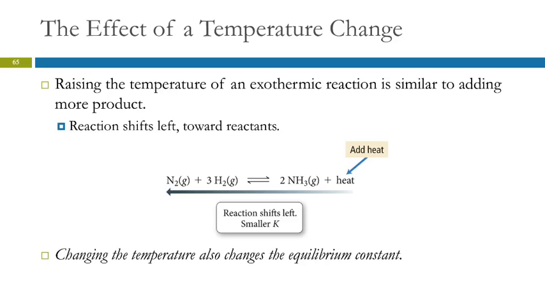If we have an exothermic reaction and we raise the temperature, that is equivalent to adding heat, to adding a product. And that'll cause the reaction to shift to the left. Changing the temperature also changes the equilibrium constant. Important to remember.